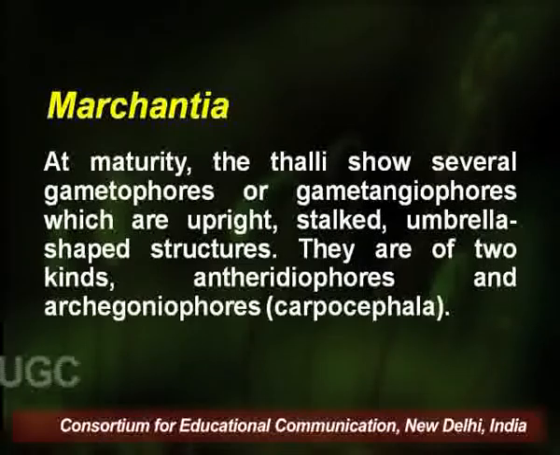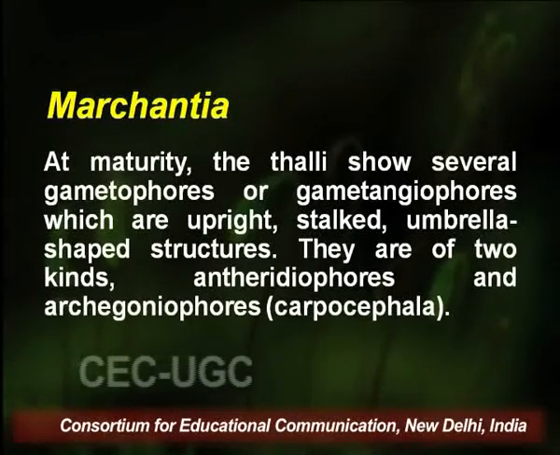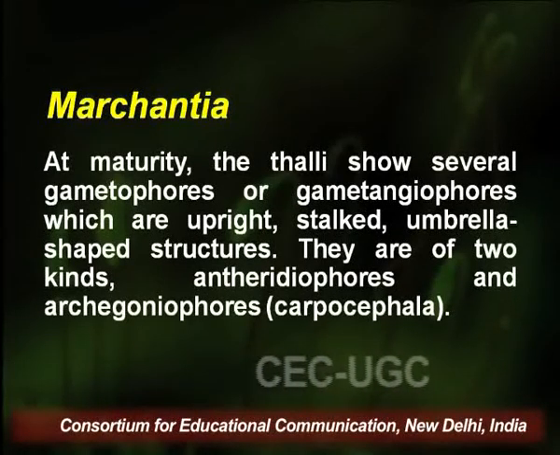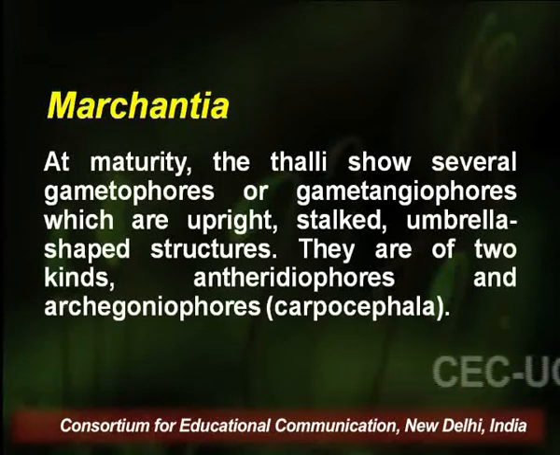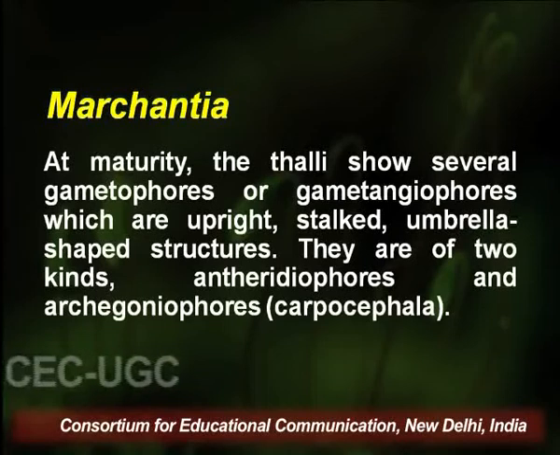And at maturity, the thalli show several gametophores or gametangiophores, which are upright, stalked, umbrella-shaped structures, and they can be of two kinds, antheridiophores and archegoniophores. In our next lecture, we will see various reproductive structures of Marchantia, the various processes of reproduction in Marchantia, the germination of spores and various other aspects related to Marchantia.